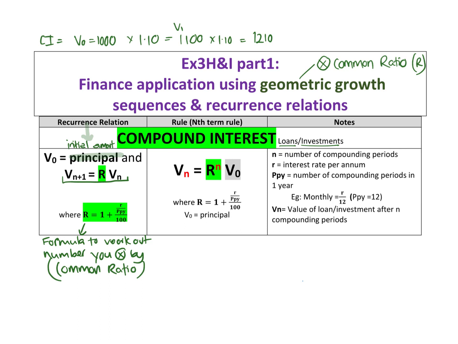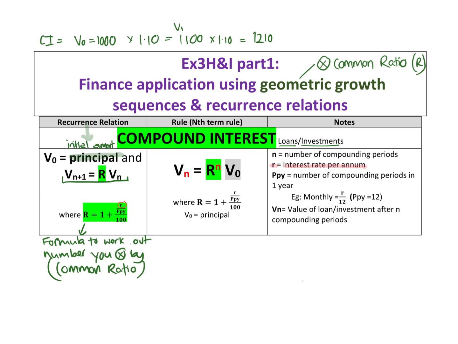So that big R is our common ratio, but you're going to see it in the formulas now. We're not going to keep writing common ratio, we'll use a big capital R. Now you can see in that formula there, it also has this little r in there. So we're going to use this little r, and if you look over here, it tells you what little r is. Little r is the interest rate per annum.